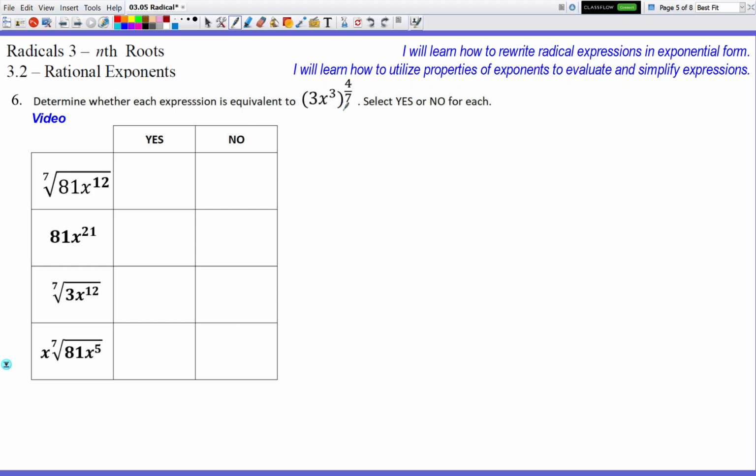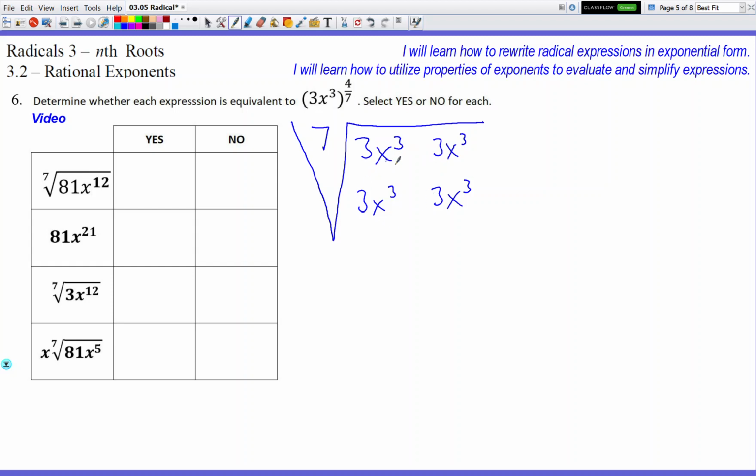And I'm going to stick all 4 of those 3x to the 3rd powers in a 7th root radical. That's what it says to do. So I'm going to follow my instructions. There's my 7th root radical. And I'm going to put 4 3x to the 3rd powers in there. So 3x to the 3rd power once, twice, 3 times, 4 times. Okay, I'm not going to circle anything yet, so let's just put this all together.